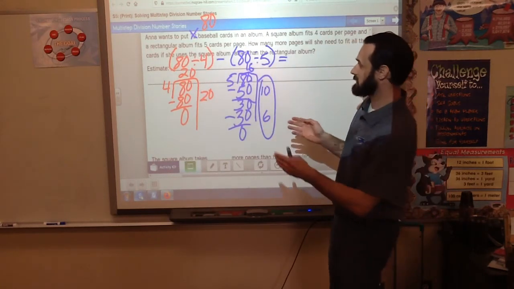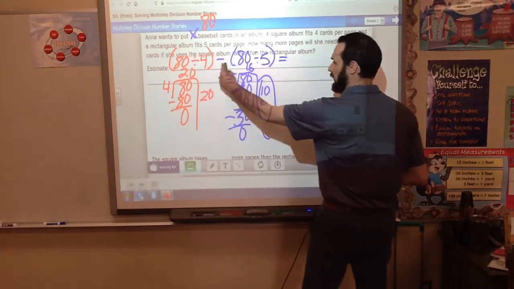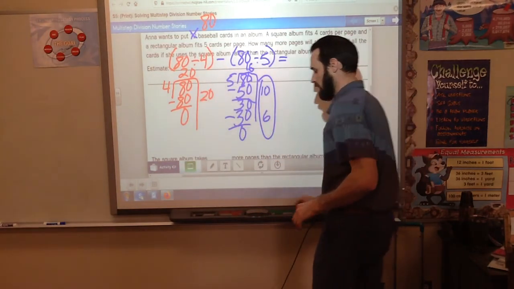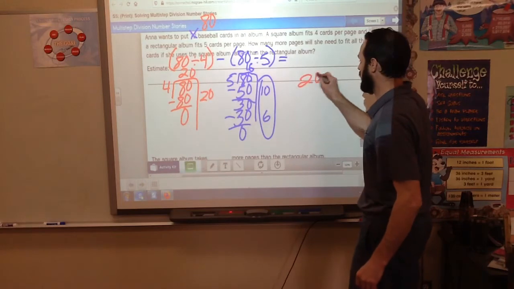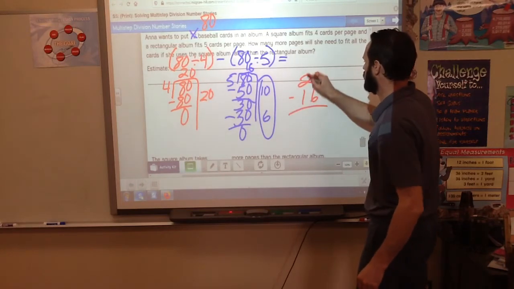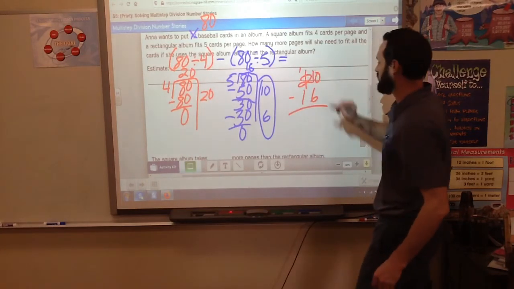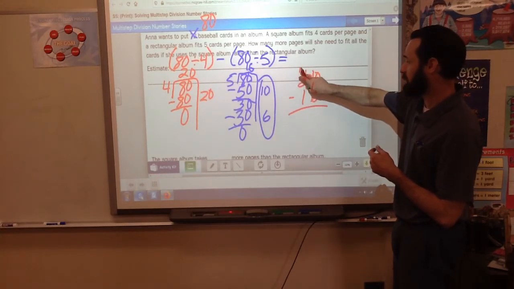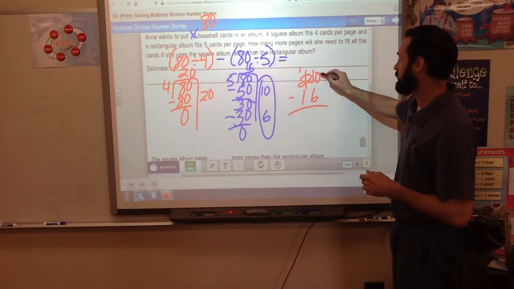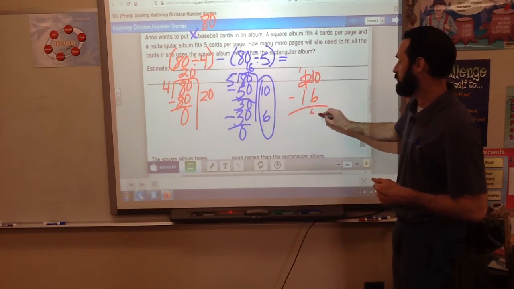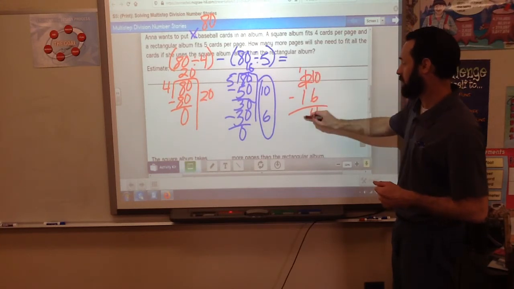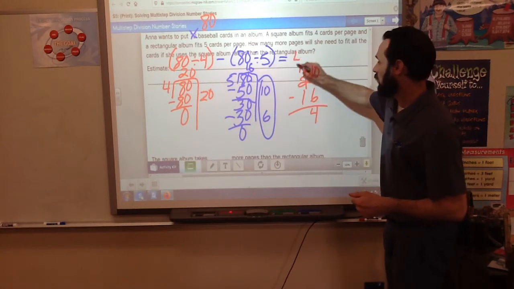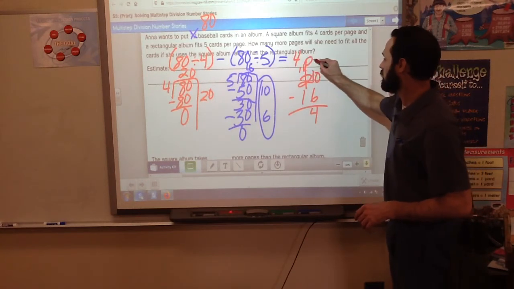So really, if you look at this, it's kind of set up for us. 20 minus 16. If you need to do that, go ahead and write that. This becomes a 1, this becomes a 10. It's 110 over here now. This represents 1 in our tens place. 10 minus 6 is 4. And 1 minus 1 is 0. So our estimate is 4 pages.